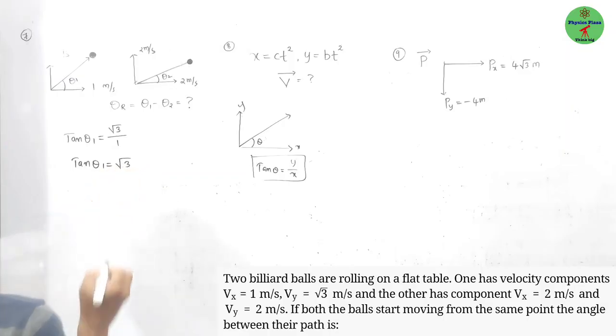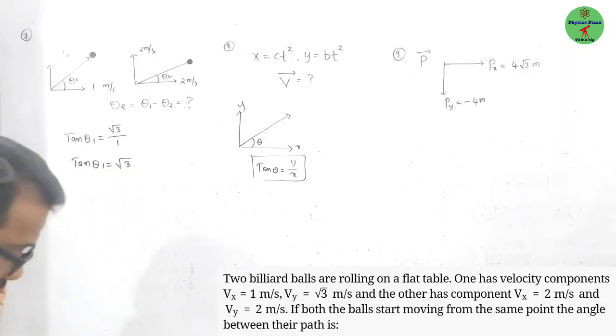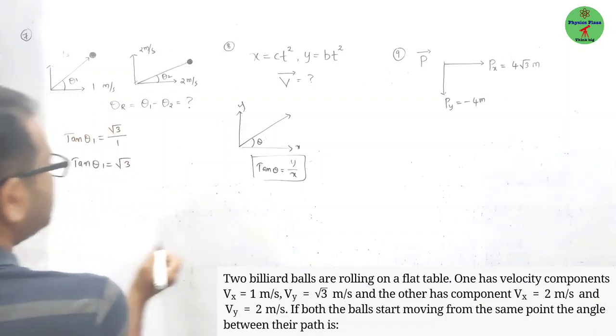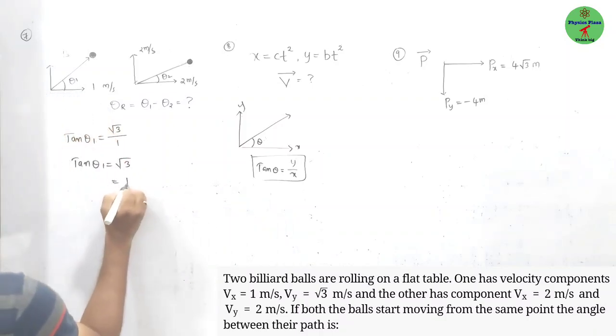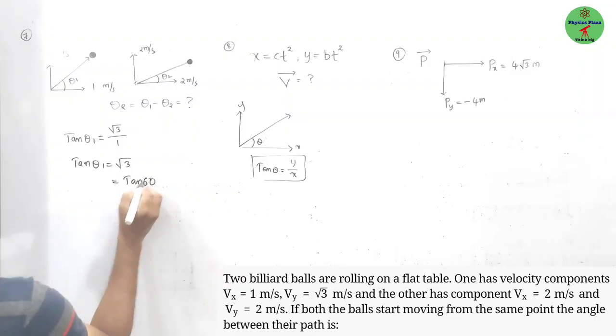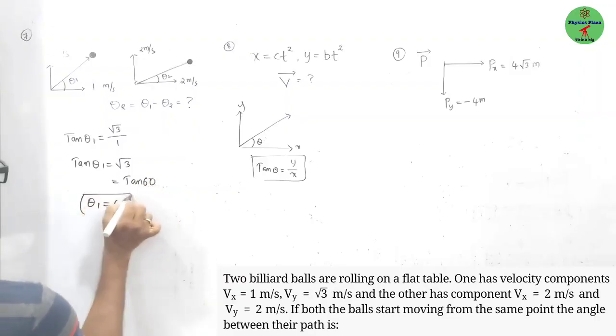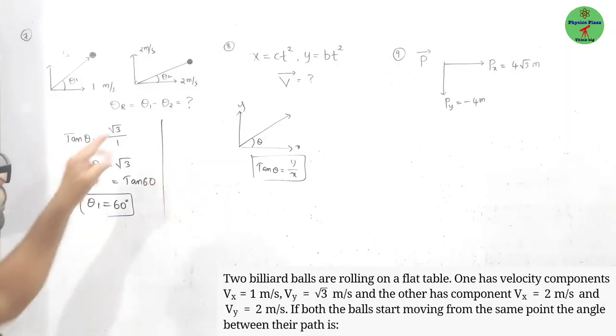For what angle does tan take root 3, children? So this is tan 60, it's 60 degrees. So here we got theta 1 is equal to 60 degrees. That is fine. Similarly, let us calculate for this also.